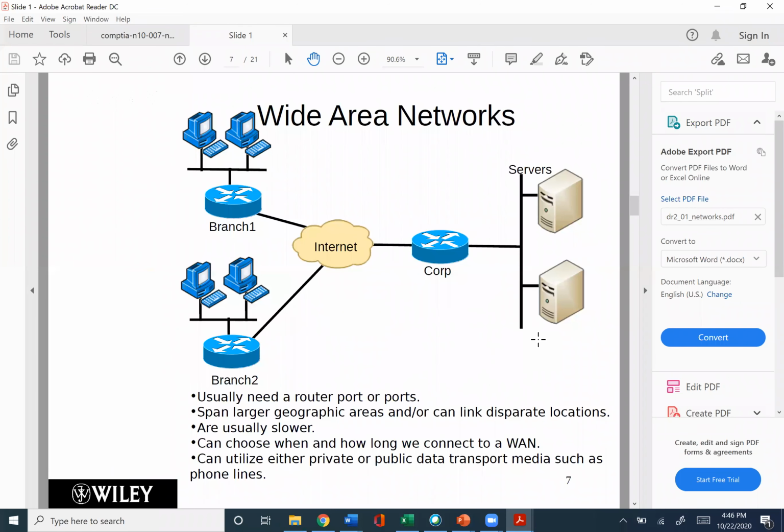All right, so what's a wide area network? A wide area network is usually defined by multiple routers. You need a combination of routers together to create a wide area network. Now, for the exam, they may try to confuse you, and I want to make sure you understand this, where they put something like this.